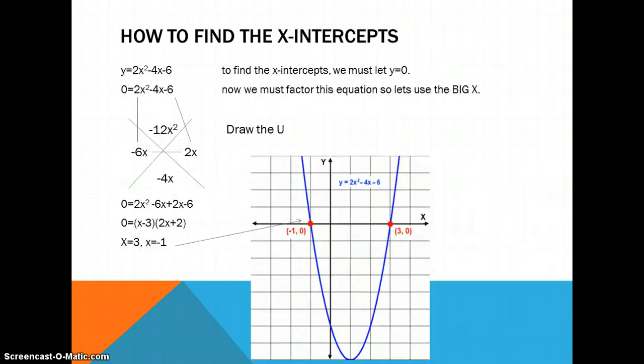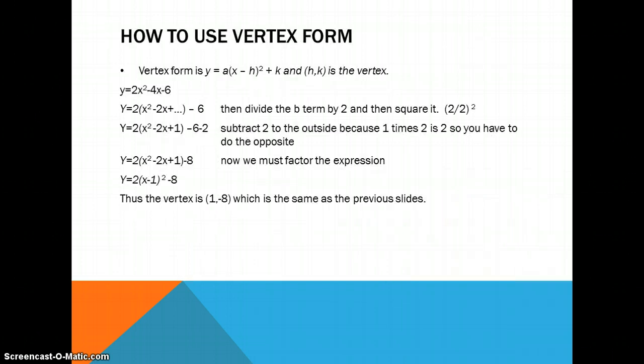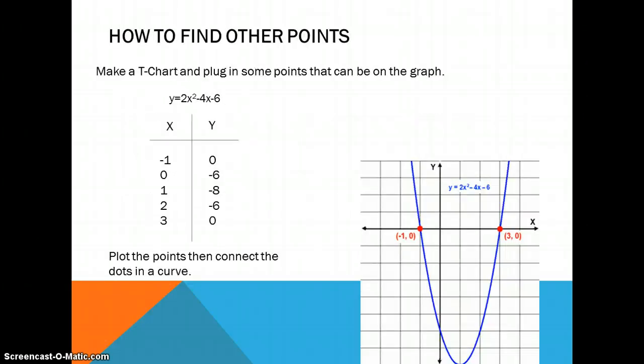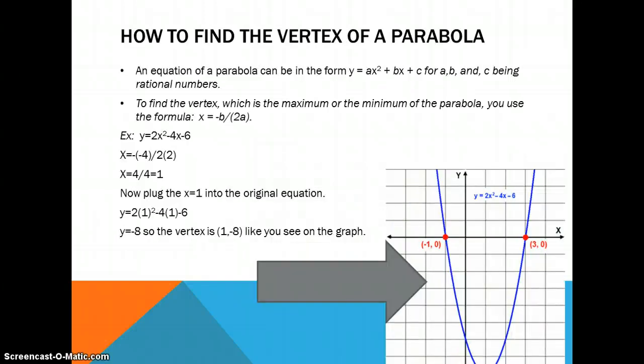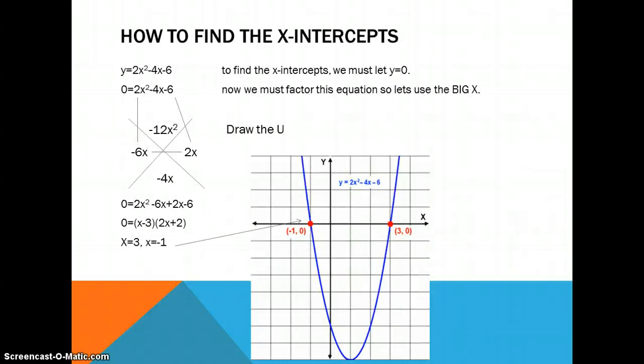So those are the 4 ways that you can graph a parabola: using vertex form, just plotting points, finding x-intercepts, and lastly, finding the vertex of a parabola a different way than vertex form.